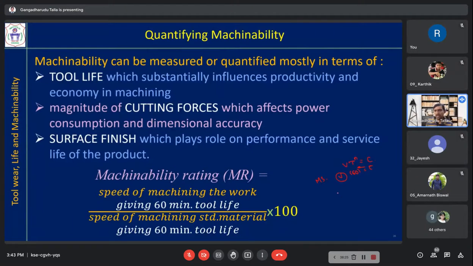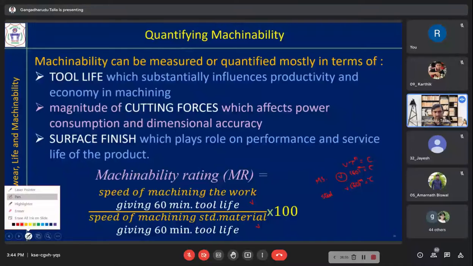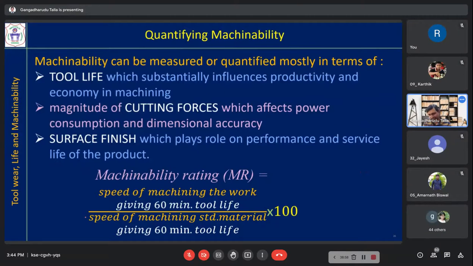Similarly, you will take a standard material. Now what is this standard material? Generally a steel material. So for steel, what is the velocity when the tool life is 60 and the n and C values are the same? So you have one velocity here, one velocity here, you divide them and multiply with 100. Then you will get the machinability rating.